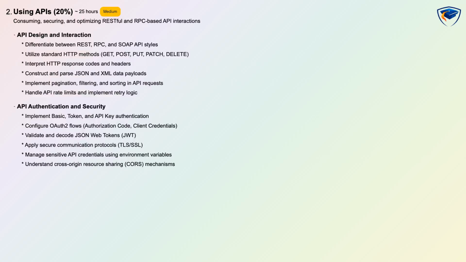retry logic. API authentication and security is also an important aspect of this domain. You can expect to be tested on implementing basic, token, and API key authentication, configuring OAuth2 flows, validating and decoding JSON web tokens, applying secure communication protocols, managing sensitive API credentials using environment variables, and understanding cross-origin resource sharing mechanisms.